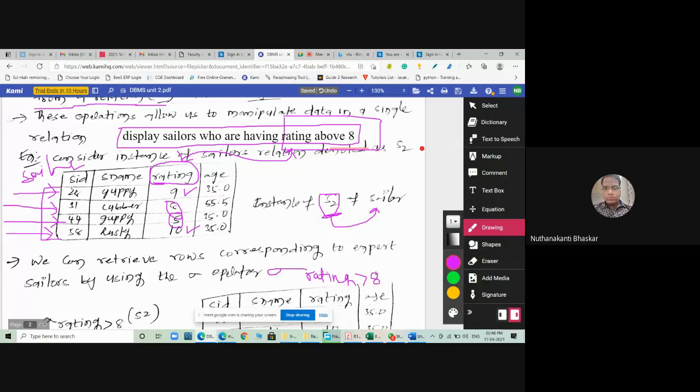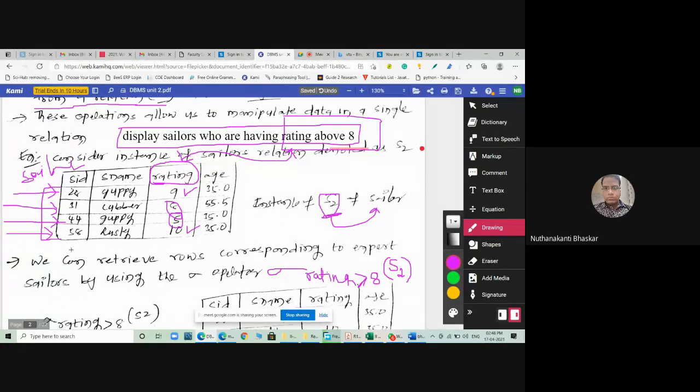Are you clear? Yes, sir. Sigma rating greater than 8 of sailors. What is the table name? S2. Otherwise, you can write sailors also, not a problem. I have taken an alias name for easy writing. Sigma of rating greater than 8.